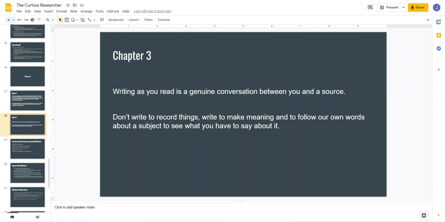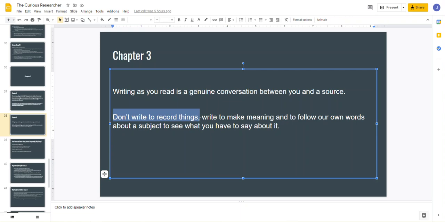So in here, I say don't write to record things. Write to make meaning and to follow our own words about a subject to see what you have to say about it. So when you're looking for paraphrases or quotes or passages in your sources to help you with your research essay, and what you're looking to learn from your sources about your topic, you want to make sure that you actually interact with it.